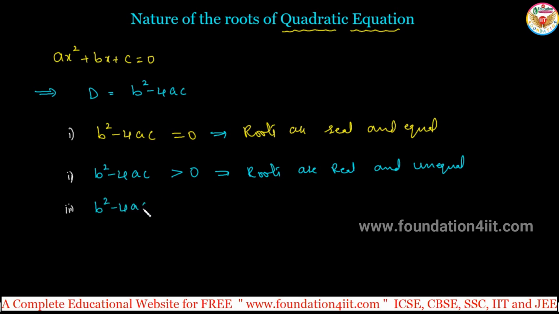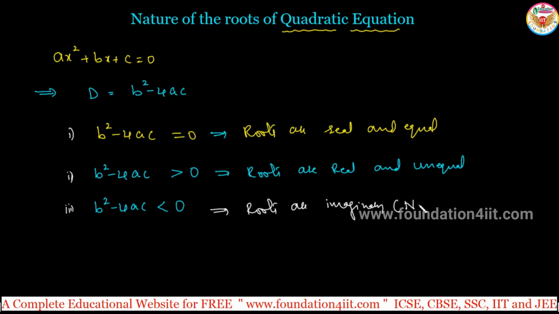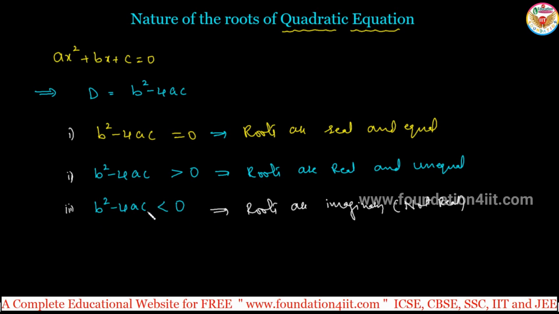And if b square minus 4ac is less than 0, in this case the roots are imaginary, because the value is a negative number. So we can say they are imaginary roots. That means not real, like the square root of minus 2 or the square root of minus 5, a negative value under the root. That we'll see in the problems. So these are the three concepts to find the nature of the roots without solving.